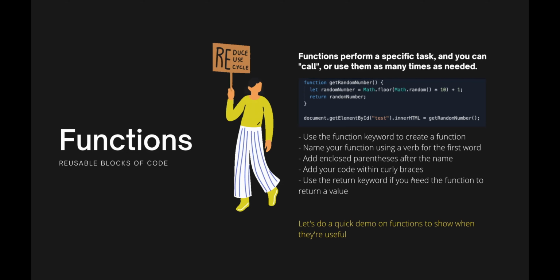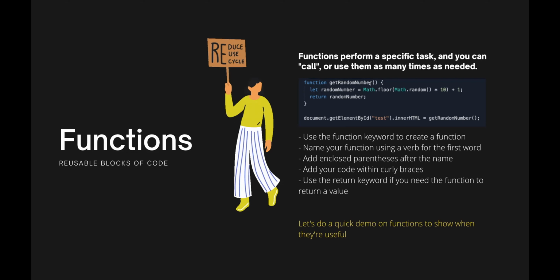To declare a function, if you take a look at the code here, you're going to use the function keyword. That's pretty simple, right? It's just function. And then right after the keyword, you're going to name your function, and of course, you're going to follow the camel case convention. One good habit when naming your functions is to start with a verb, kind of like what I did here.